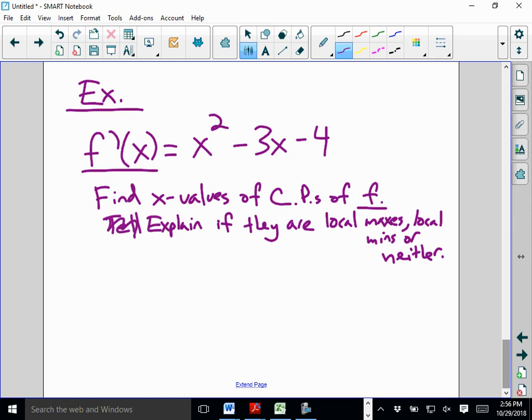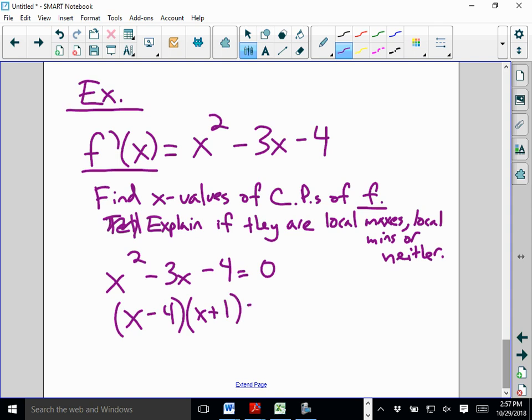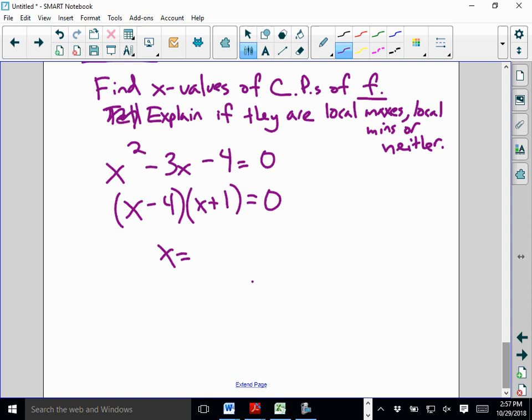So I want to take my f prime and set this thing equal to 0. Okay. So I have to think, what two numbers multiply to -4 but add to -3? Well, that would be -4 and +1. So I can factor this into x minus 4 and x plus 1. And that gives me x values of -1 and +4. So those are my two x values of my critical points.